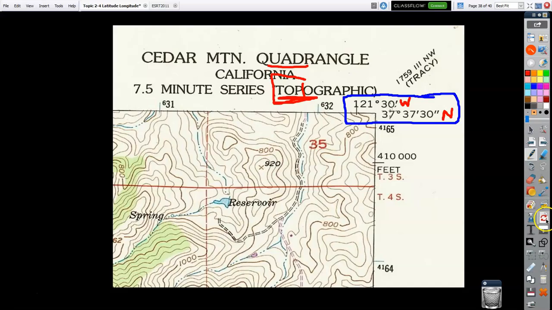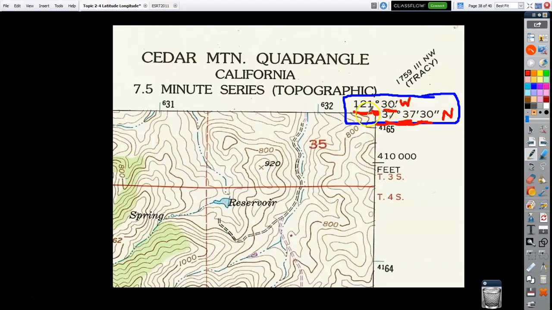But I just wanted to point out that on these maps that show mountains and elevations, they're called topographic maps. They put the latitude and longitude coordinates in the corners here. So you can see, for example, right in this corner, the latitude is written right here. It's 37 degrees, 37 minutes and 30 seconds north. And then the longitude is 121 degrees and 30 minutes west.